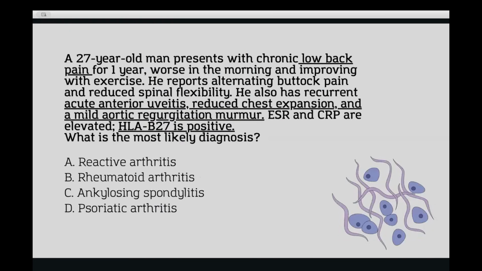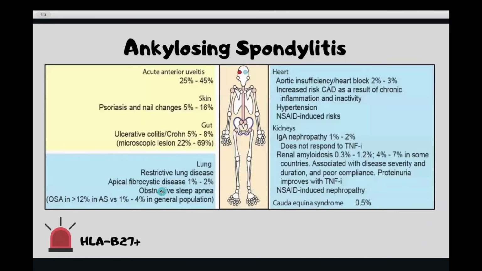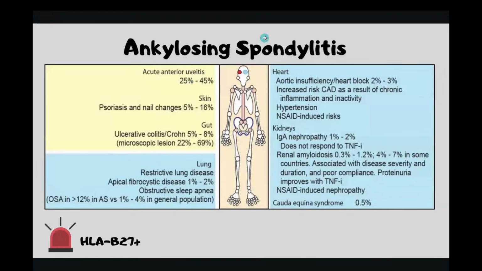Okay, so here we have one more question. A 27-year-old man presents with chronic low back pain for 1 year. He has recurrent acute anterior uveitis, reduced chest expansion, and mild aortic regurgitation murmur. ESR or CRP are elevated. HLA-B27 is positive. So what is the most likely diagnosis? This is ankylosing spondylitis.